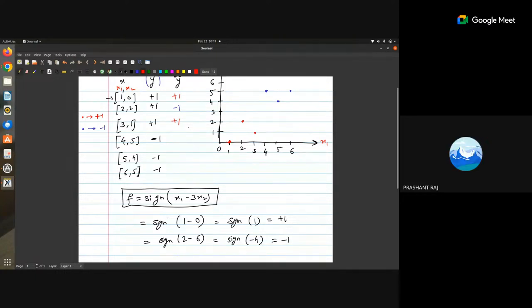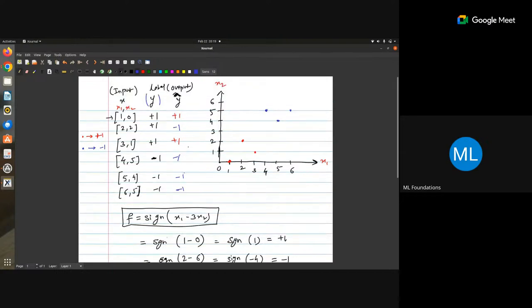4 minus 15, -1. So this is negative, so I'll make this -1. (5, 4)? 5 minus 12, -7, it is also negative. -1. So 6 minus 15, again this is negative. So these are the predicted labels.